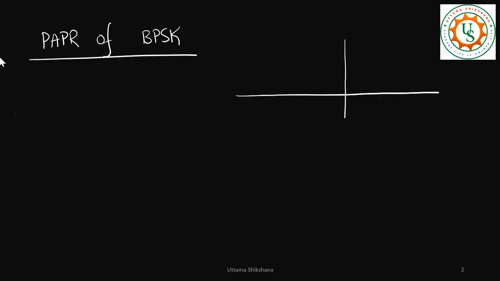For the BPSK system we need to take the reference. So I will take the constellation something like this. Let's say this is 1 and this is minus 1, of course minus 1 comma 0 and 1 comma 0. Now let us take 4 IQ samples.